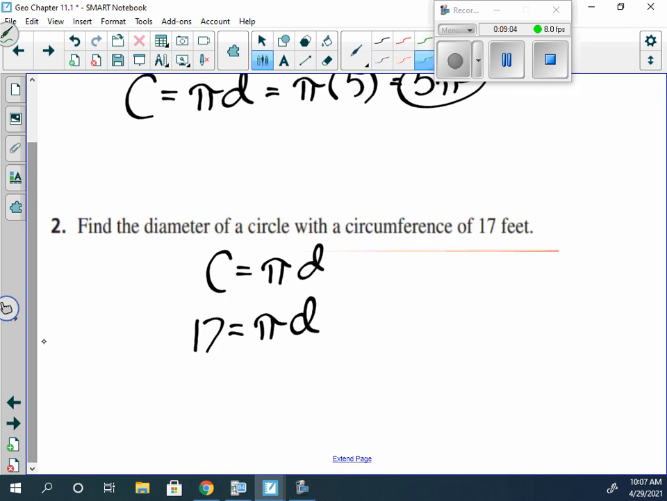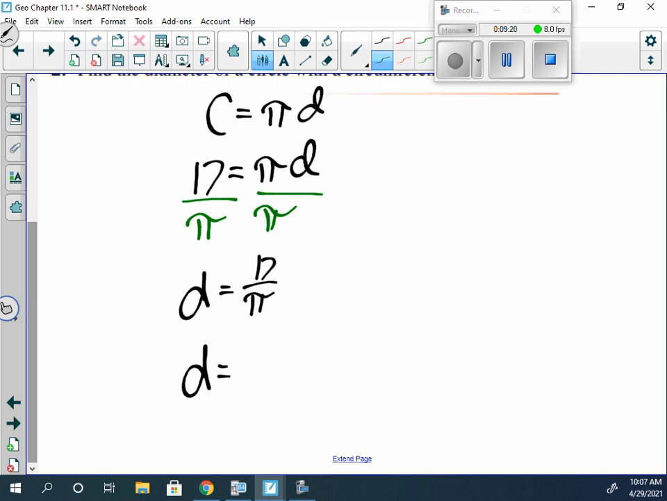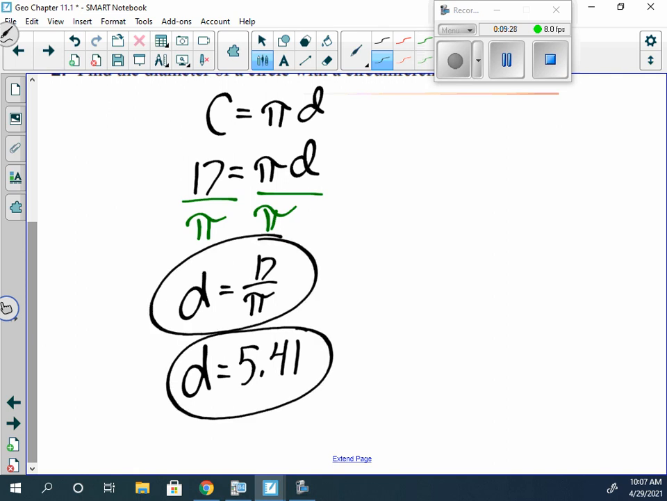And then what would we do next? By? So we can say the diameter is equal to 17 over pi. So we have either one of these two answers here.